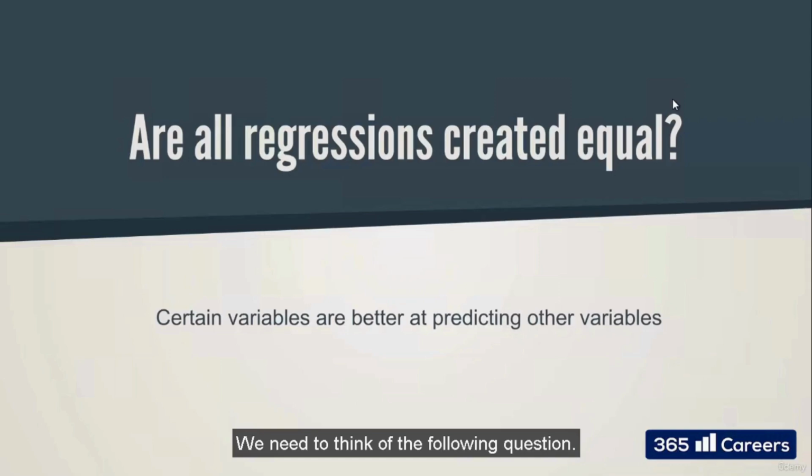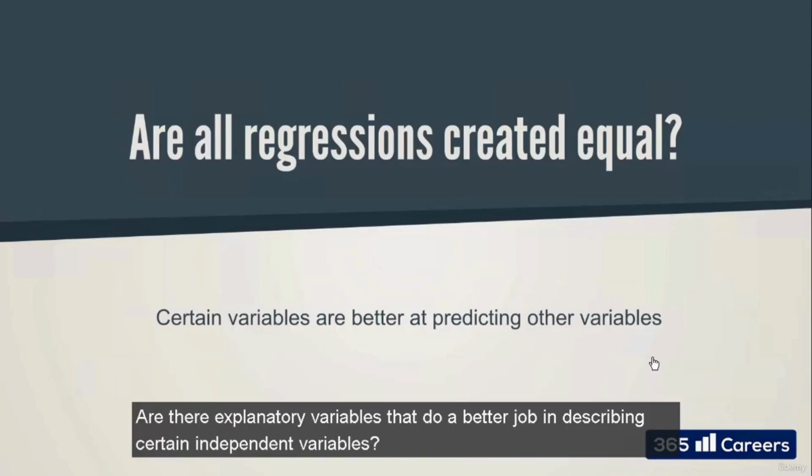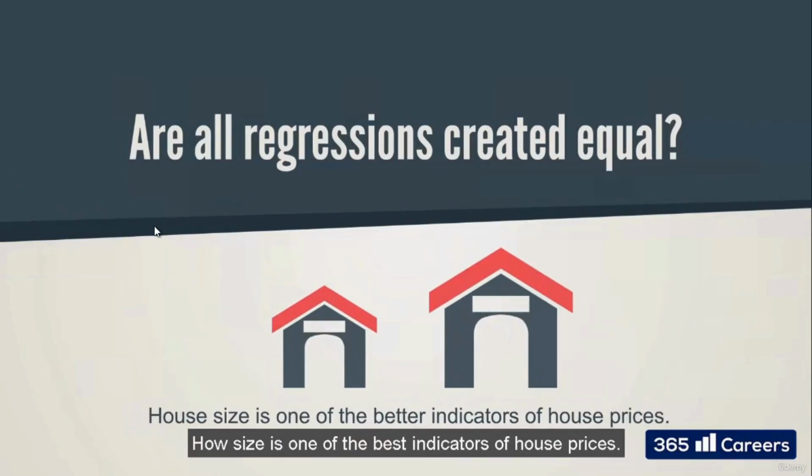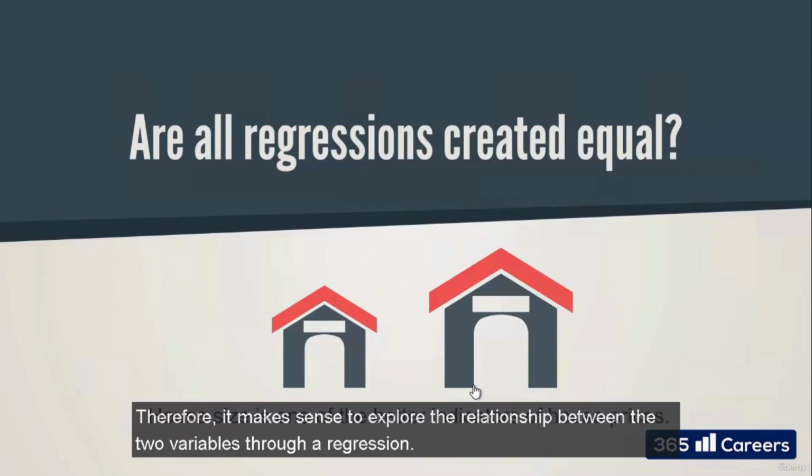We need to think of the following question. Are all regressions equally good? Are there explanatory variables that do a better job in describing certain independent variables? There are. House size is one of the best indicators of house prices. Therefore, it makes sense to explore the relationship between the two variables through a regression.